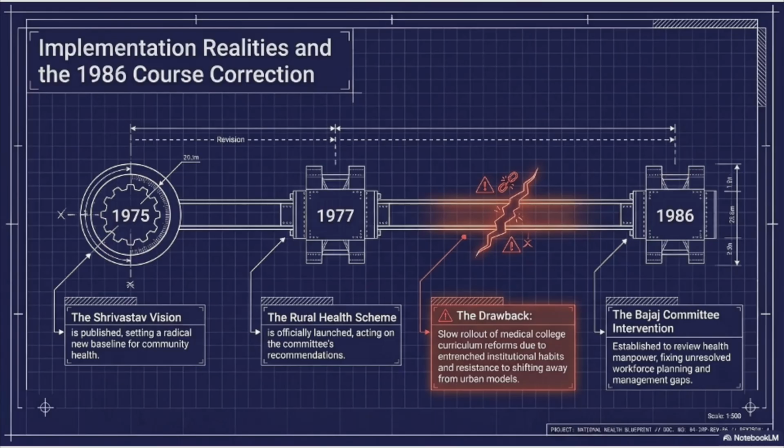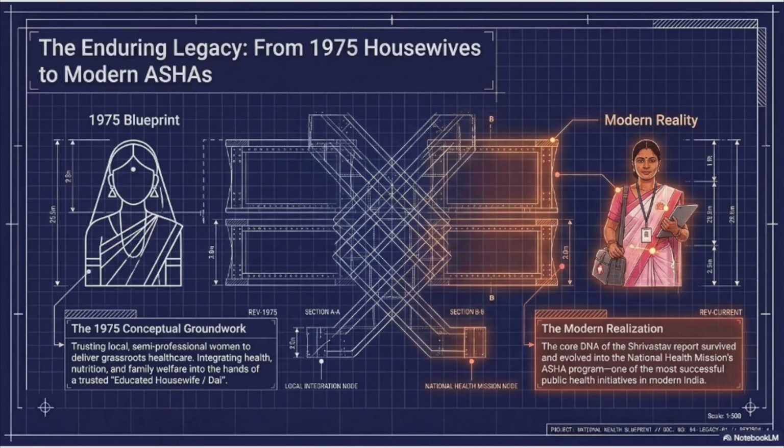The rollout of medical college curriculum reforms was slow due to entrenched institutional habits and resistance to shifting away from urban models. This led to the Bajaj Committee intervention in 1986, which was established to review health manpower and fix the unresolved workforce planning and management gaps. Even with these challenges, the enduring legacy of this committee is remarkable. It shows the journey from 1975 housewives to modern ASHA workers.